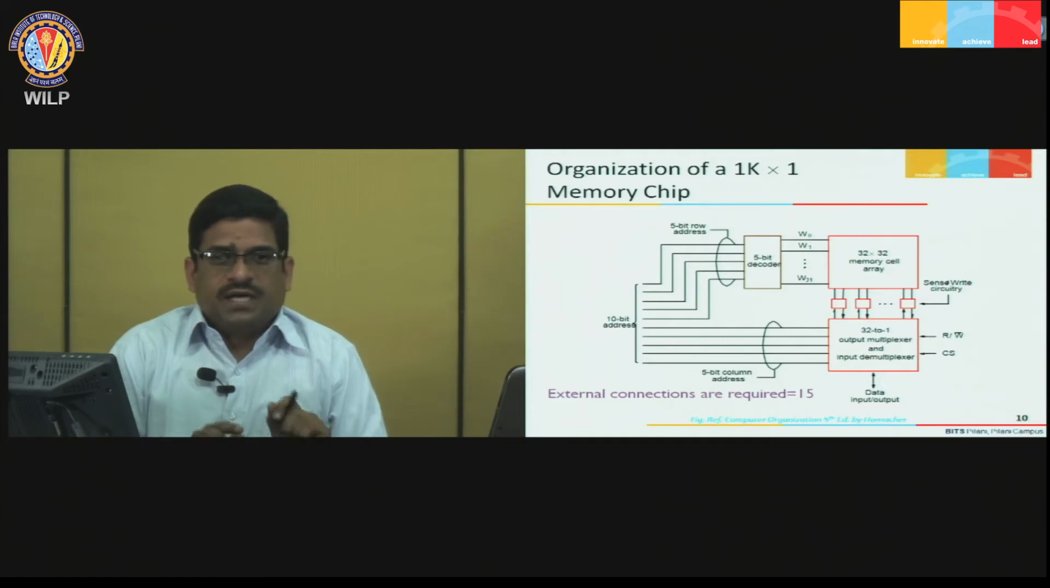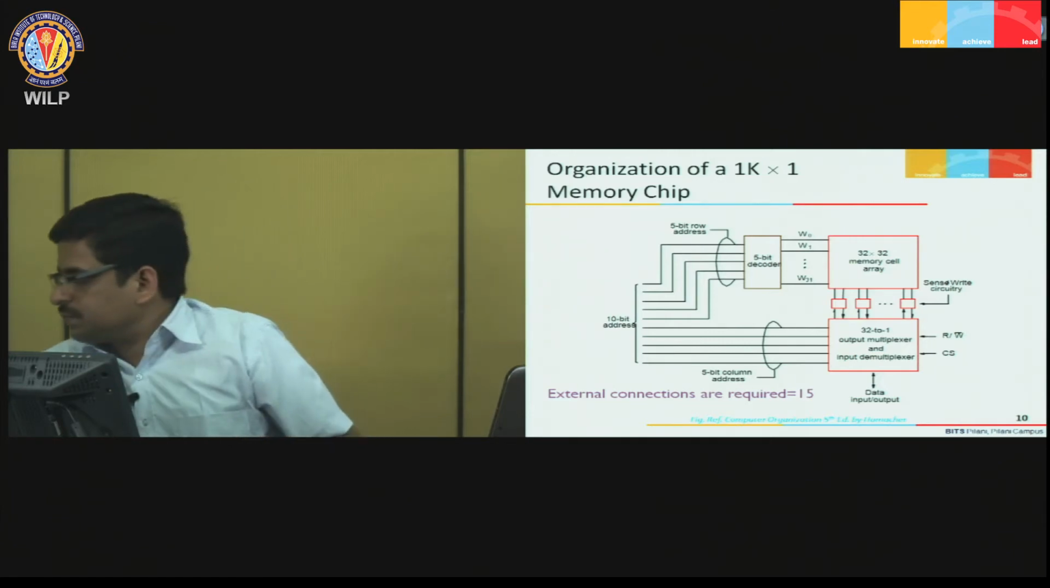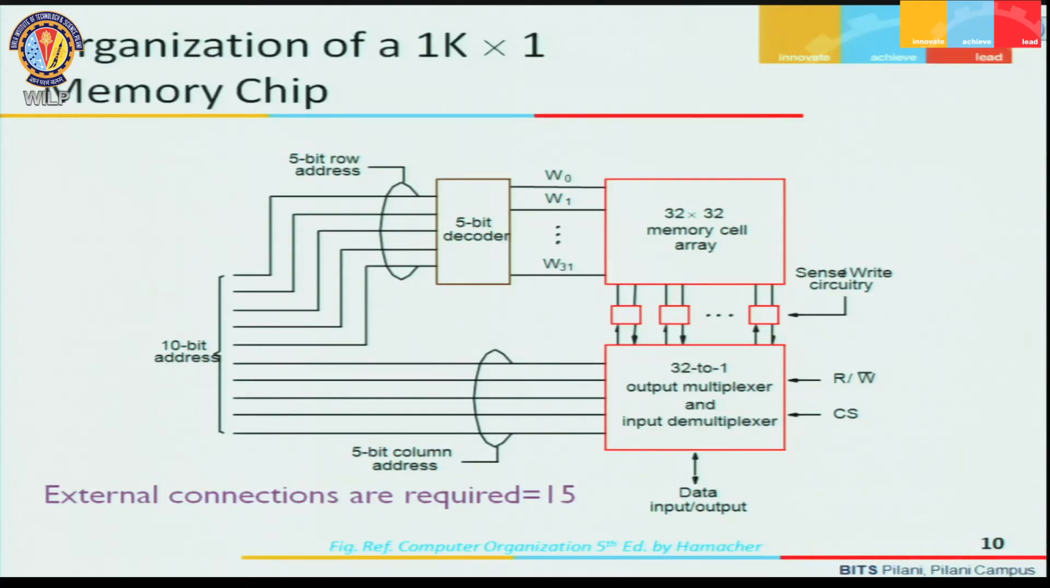So, in this organization you can see here the memory cells are organized in an array of 32 cross 32. So, 32 cross 32 means it is 2 raised to the power 10 bits. Total cells are 2 raised to the power 10, and each cell can store 1 bit. How is it organized? In the form of rows and columns.